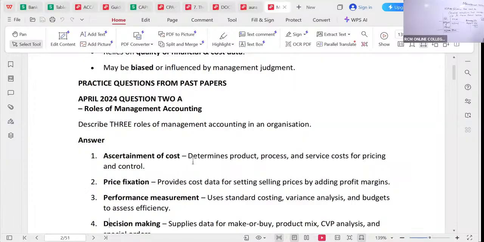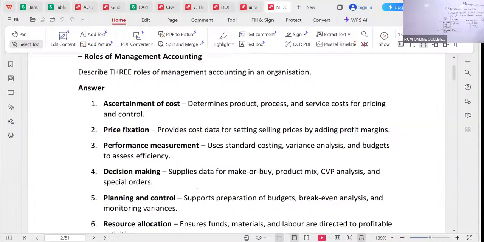The management accountant will be able to determine product, process, and service costs for pricing and what here, somebody? Control. Number 2, price fixation. Provides cost data for setting selling prices by adding profit margins. Then number 3, we have performance measurement, which uses standard costing, variance analysis, and budgets to assess efficiency.